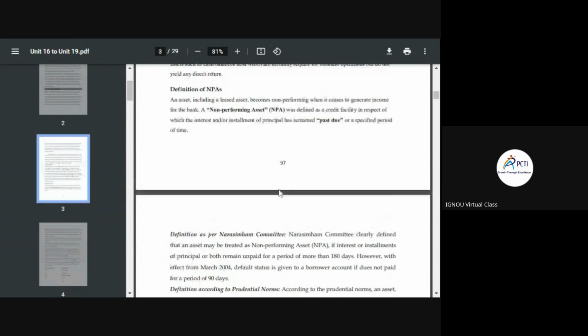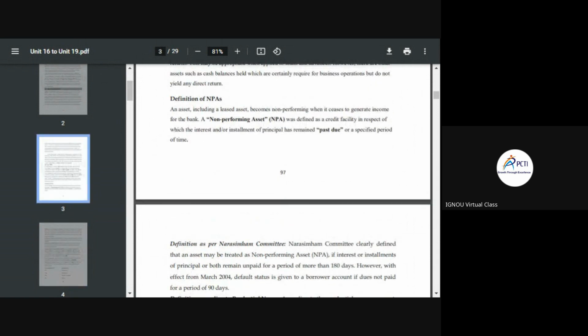So now if we talk about the definition of non-performing asset. Basically, a non-performing asset was defined as a credit facility in respect of which the interest and/or installment of principal has remained past due for a specified period of time.